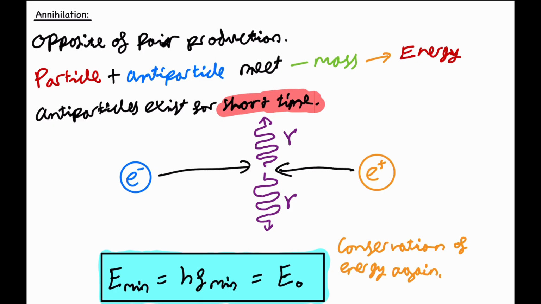If you cancel out the 2's on each side, you'll get that the minimum energy of a photon is equal to the rest energy of either one of these. And this is equal to hf, so you can find the minimum frequency of each of these photons. And this is the conservation of energy equation for annihilation.